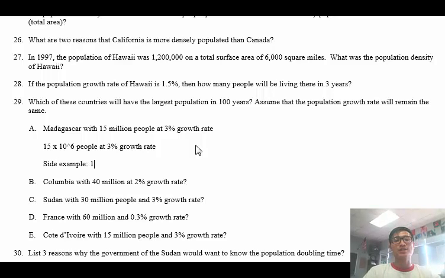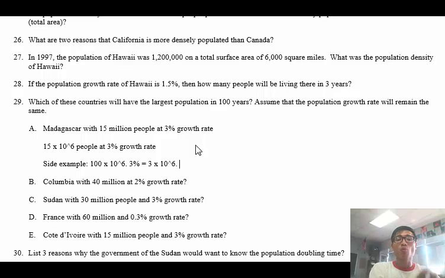I want you guys to consider just a population, and let's make it nice and easy, a population of 100 million. So we have 100 million people in this population. So 100 times 10 to the 6th. And what does it mean that it's going to have a 3% growth rate? Well, that 3%, so 3% of 100, 3% is going to equal 3 times 10 to the 6th, right? Or 3 million people.